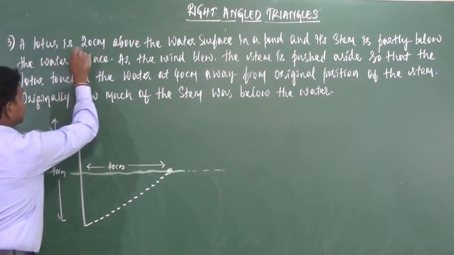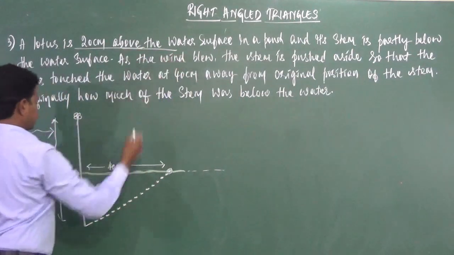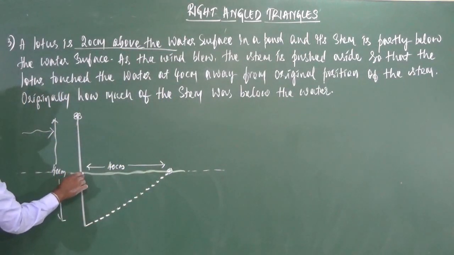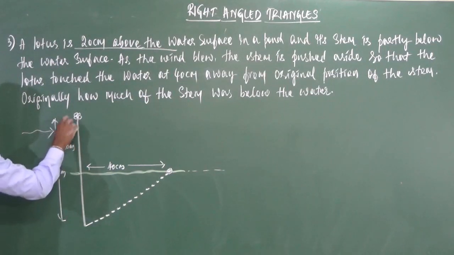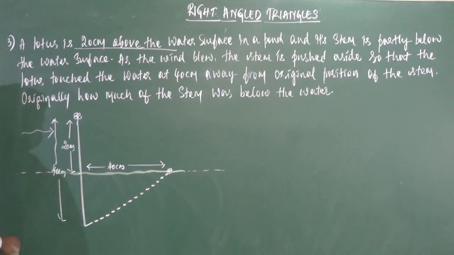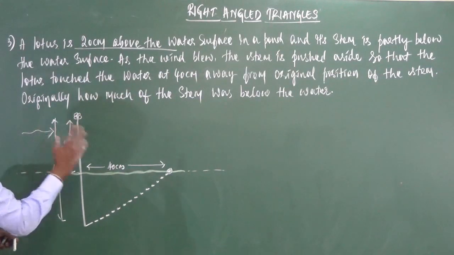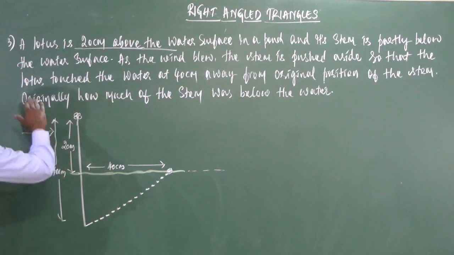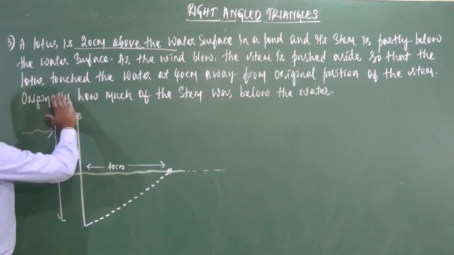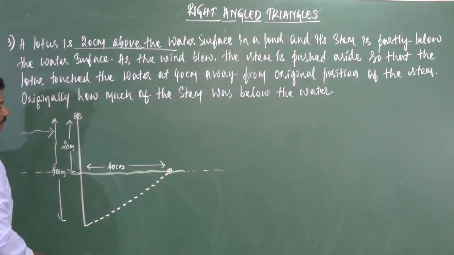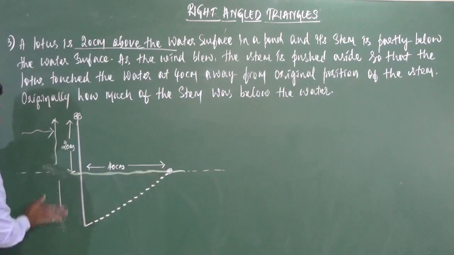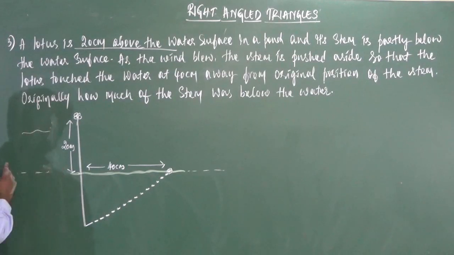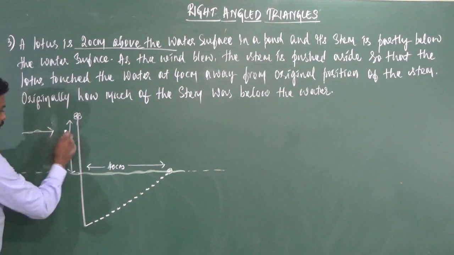The lotus is 20 centimeters above the water surface. So from here to here, it is 20 centimeters. Okay. So the stem is pushed aside, so that the lotus touches the water at 40 centimeters away from the original position. So this is not 40 here, this is 40, right? So we'll take this as the wind direction.